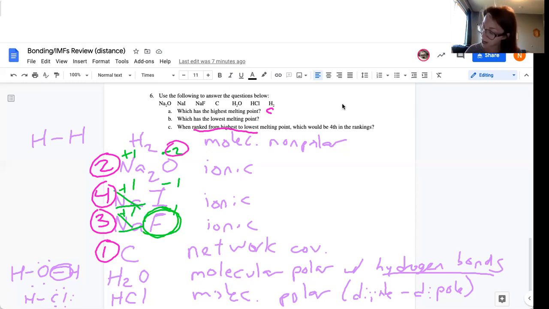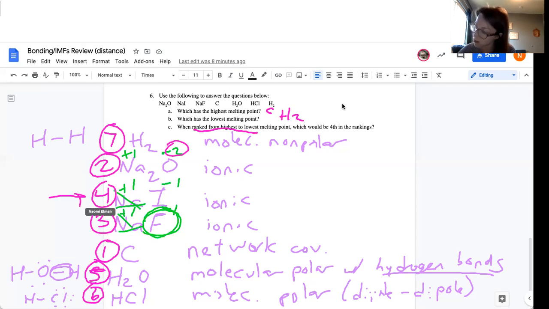After ionics, hydrogen bonds are the next strongest, number 5. Dipole-dipole are the next strongest after that, and nonpolars are the next strongest after that. So my lowest would be H2, because that is the weakest one in this list. And when ranked from highest to lowest, what would be 4th? NaI.